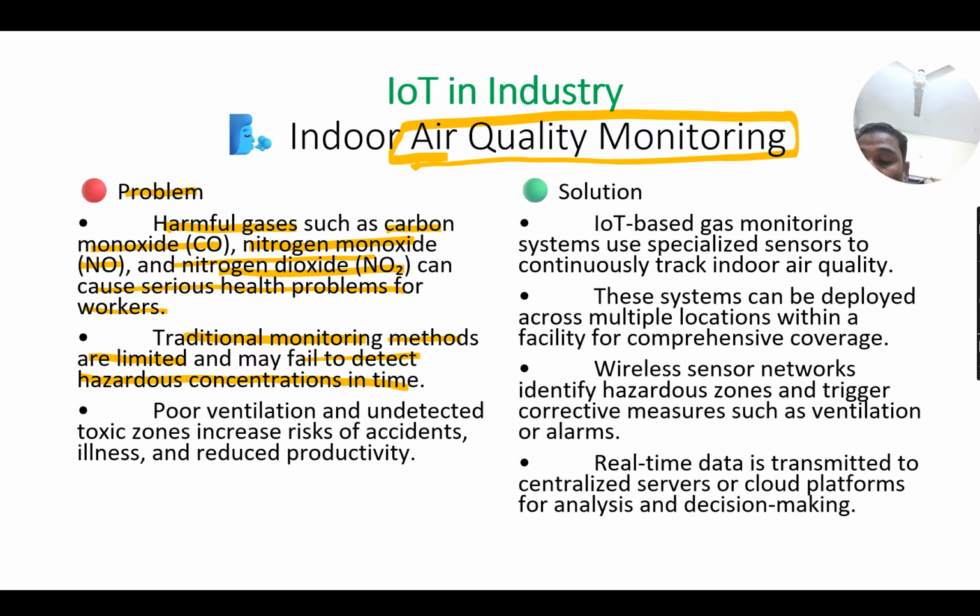Now in certain scenarios what happens? Indoor. Here we have the word indoor, which means closed environment. The industries are closed in a building. So in such scenarios, poor ventilation means air is not flowing inside the building, and undetected toxic zones increase risks of accidents, illness and reduced productivity. When there is no proper ventilation, when there is no proper airflow, the toxic gases may accumulate inside the building. Sometimes the human being may become less productive.